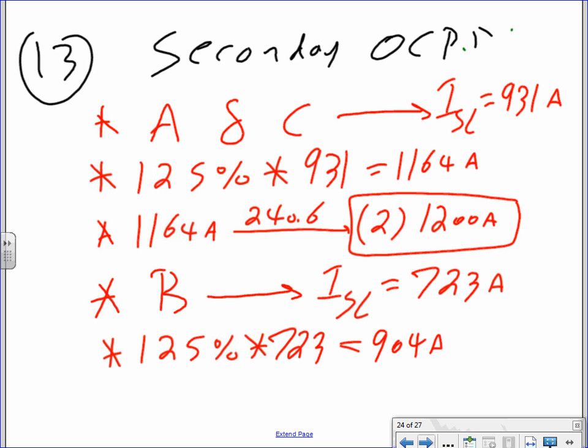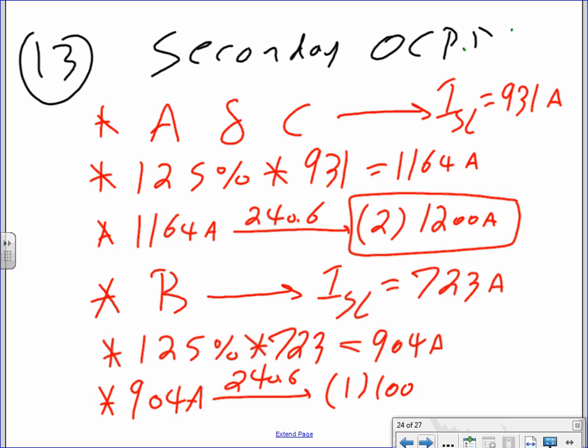I'm ahead of myself. Then you take the 904 amps, guys. Take it to 240.6, and that will get you one fuse of 1,000 amp. One fuse of 1,000 amp. So how easy is that, huh? Any comments, guys? Any questions?